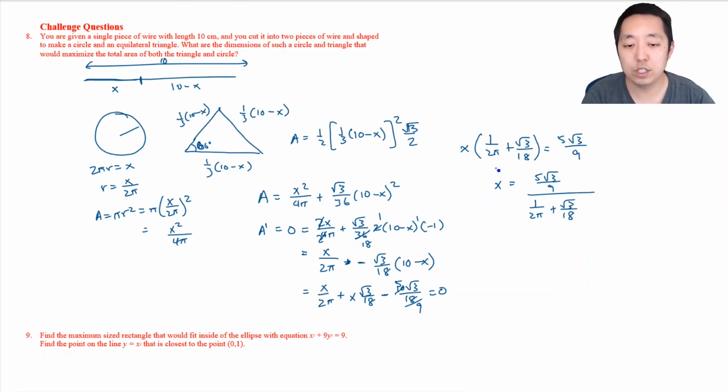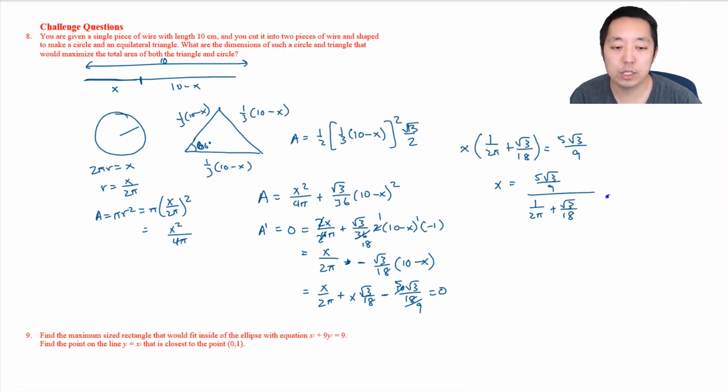To find the dimensions, I'm just going to use my calculator. I'm just going to round it because I don't think it's super useful to carry around like this. 5 root 3 divided by 9, divided by 1 divided by 2 pi plus square root of 3 divided by 18.